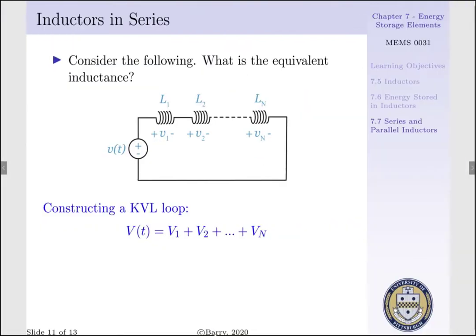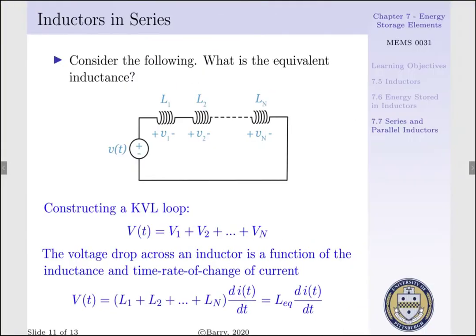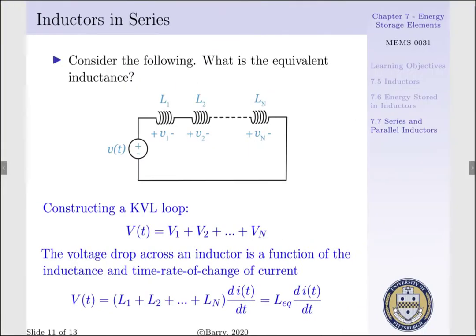Thus, if we construct a KVL loop around our system, we can sum our voltages. V of t would be equal to V1 plus V2 all the way up to Vn. Now, the voltage drop across an inductor is a function of the inductance and the time rate of change of current. That is, V of t would be equal to L1 di/dt plus L2 di/dt all the way up to Ln di/dt.